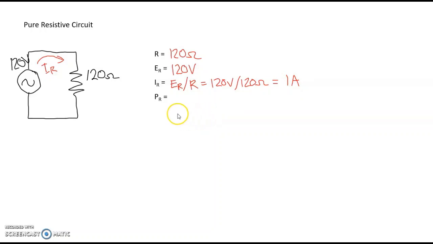For power, the formula is the voltage across the resistor times the current through the resistor, equals 120 volts times 1 amp, equals 120 watts.